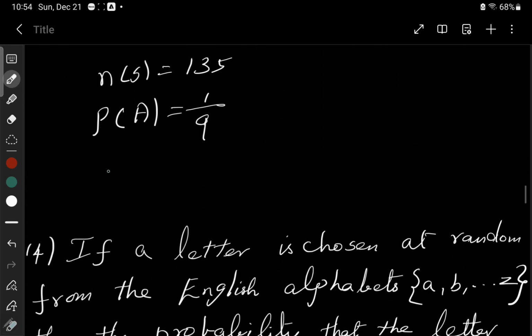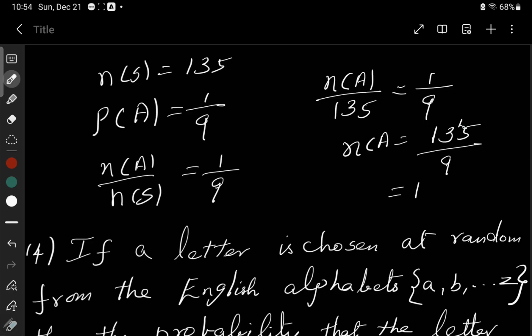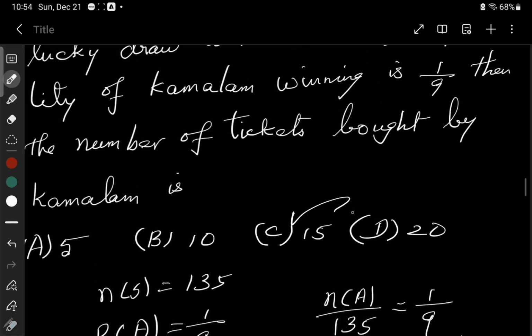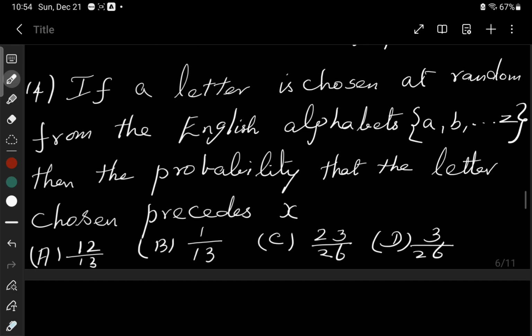So what is P of A? N of A by N of S, this is equal to 1 by 9. So N of A only I have to find. N of S is 135, equal to 1 by 9. So N of A is equal to, you do this cross multiplication, 135 divided by 9. 1 9s are 9, carry over 4, 5 9s are 45. So N of A, the number of tickets bought by Kamalan, is 15 tickets. Option C.